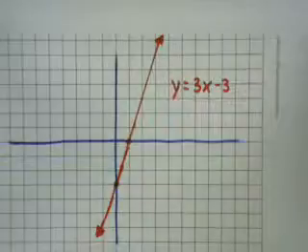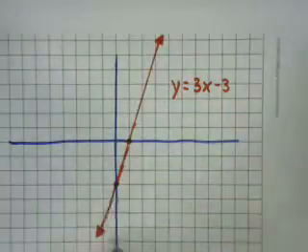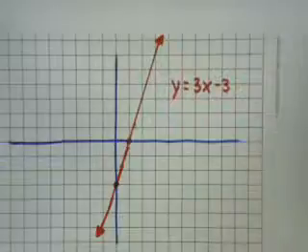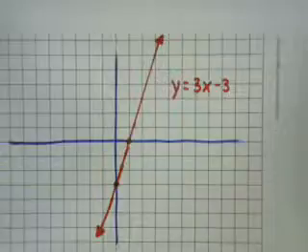So here's a graph, and right here we have our x and our y axes, and we have a line graphed in red. We have y equals 3x minus 3. Now we have another video to show how to graph lines by substituting in for x and getting your y value, or vice versa if you wanted to. But here we're going to discuss the x and y intercepts.